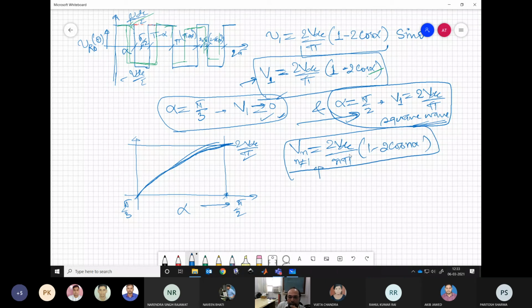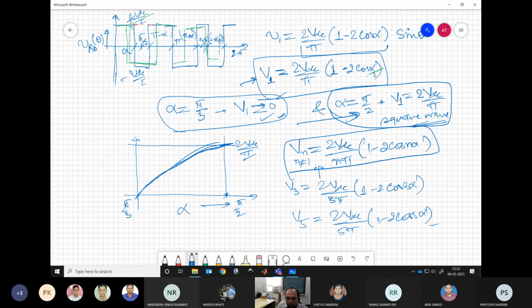Now what about these harmonics which are getting immersed in the system along with the fundamental component? So which means we have V3 equal to 2 VDC by 3 pi times 1 minus 2 cos 3 alpha and V5 equal to 2 VDC by 5 pi times 1 minus 2 cos 5 alpha and so on. We have all the odd harmonics over here.